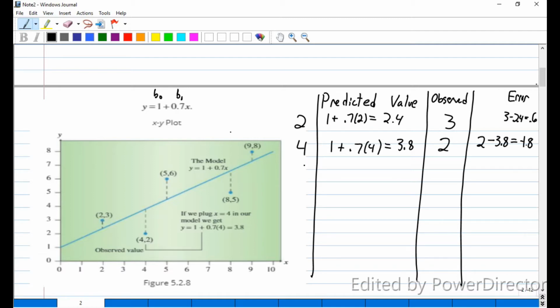Okay, and I can do that for every value in my table. If you look at your PowerPoint in the bottom right, that's what they're doing. That's what that table is, the bottom right table of your PowerPoint. They do that for every value. If the homework asks you to find the error, this is how you find it.